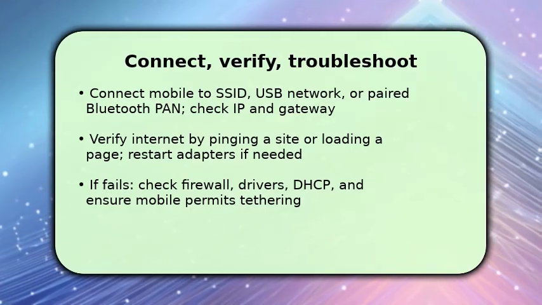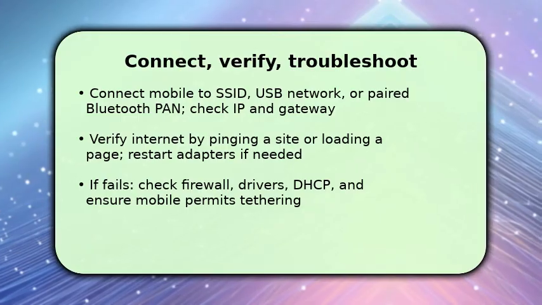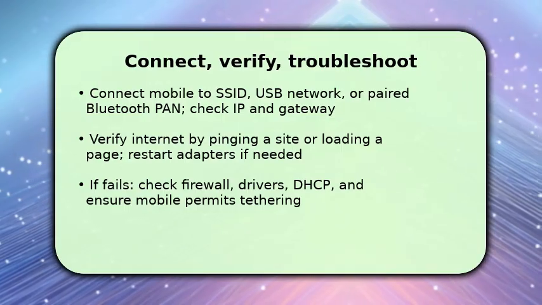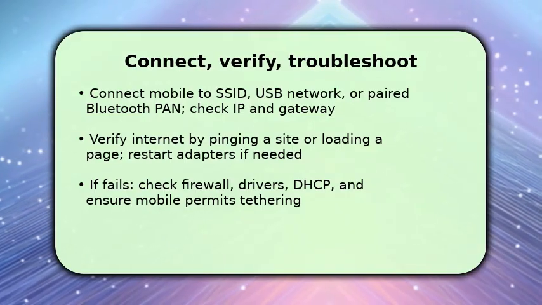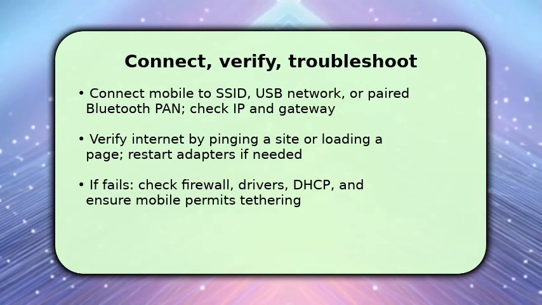If there's no access, restart the desktop's network adapter and the phone, check firewall rules, confirm DHCP is assigning addresses, and ensure the mobile plan allows tethering. One key tip: temporarily disable the desktop firewall to isolate the issue.